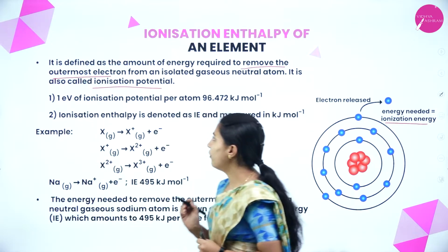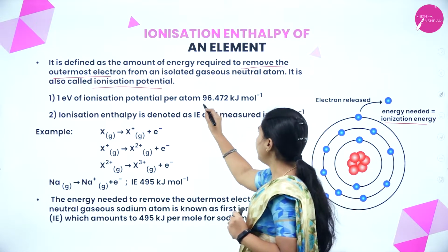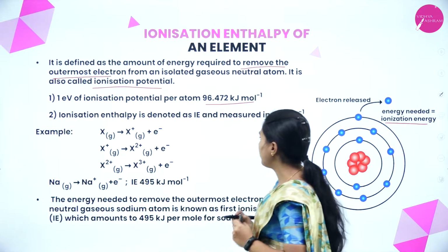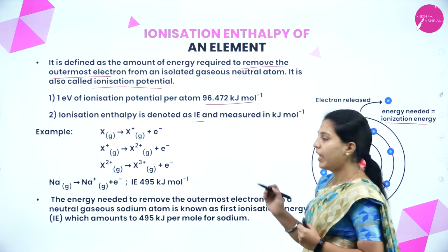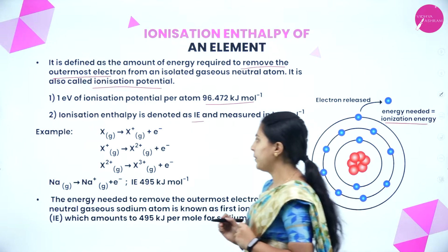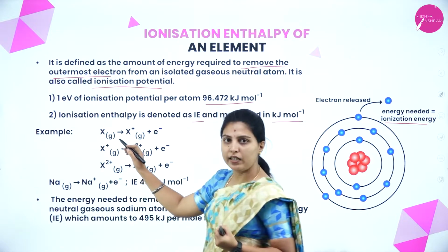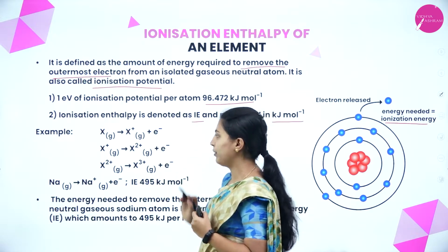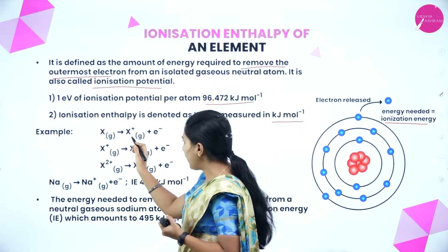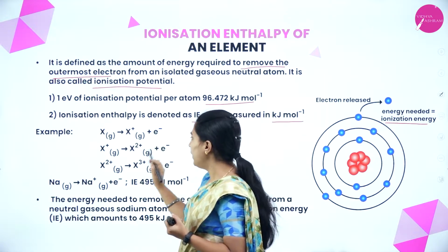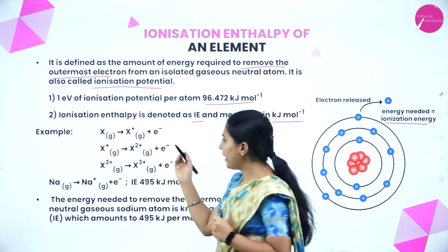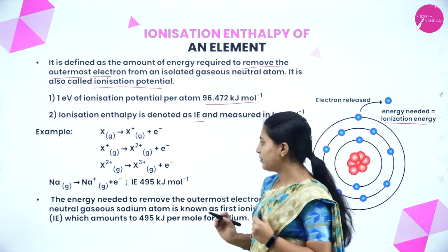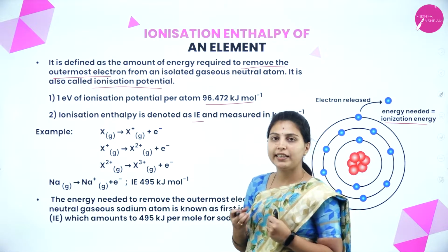So, 1 electron volt of ionization potential per atom is 96.472 kilojoule per mole. Ionization enthalpy is denoted as IE and measured in kilojoule per mole. For example, this is a gaseous atom. When one electron is removed from the outermost shell, it forms a cation. If we remove another electron from this cation, it will form a divalent cation. If we again remove an electron from the divalent cation, it will form a trivalent cation. This means successive ionization enthalpies will be seen.